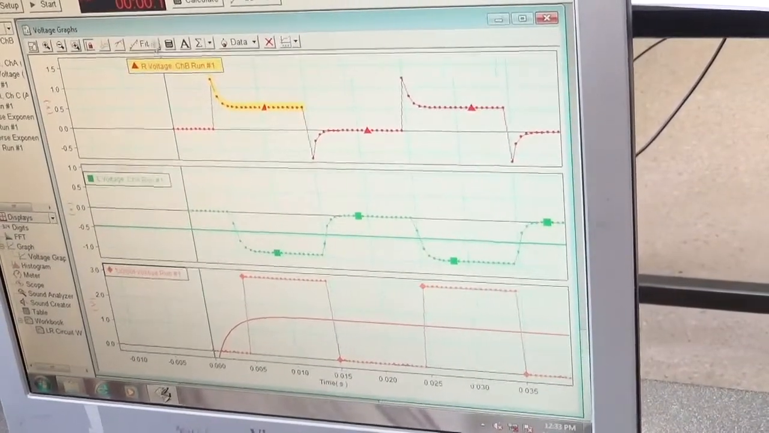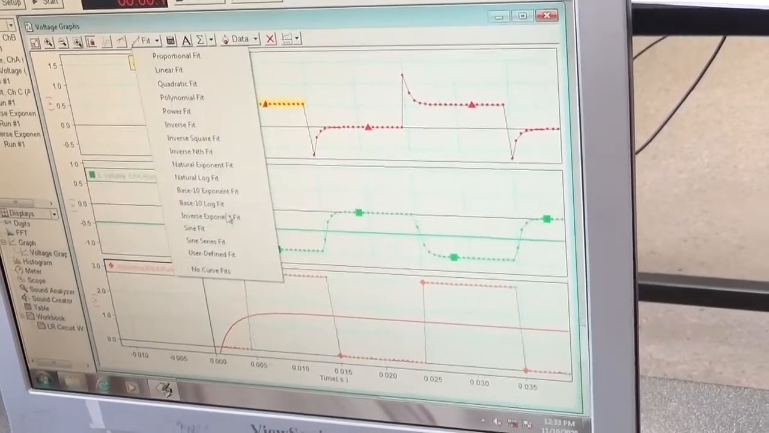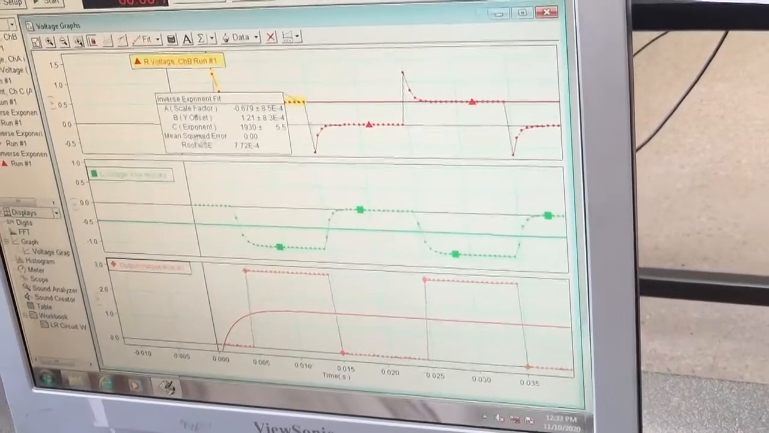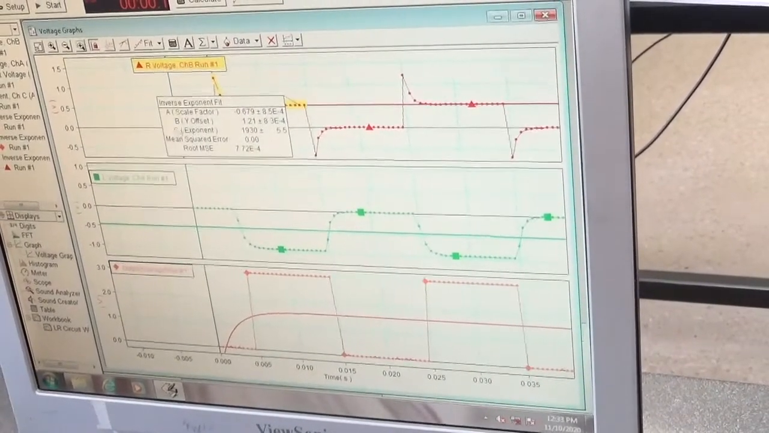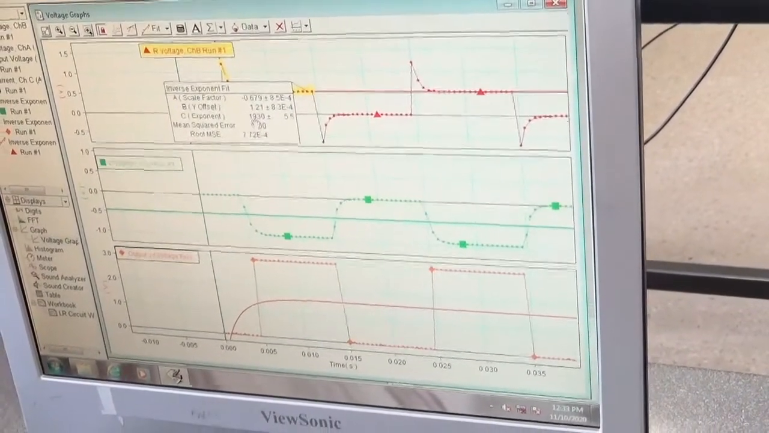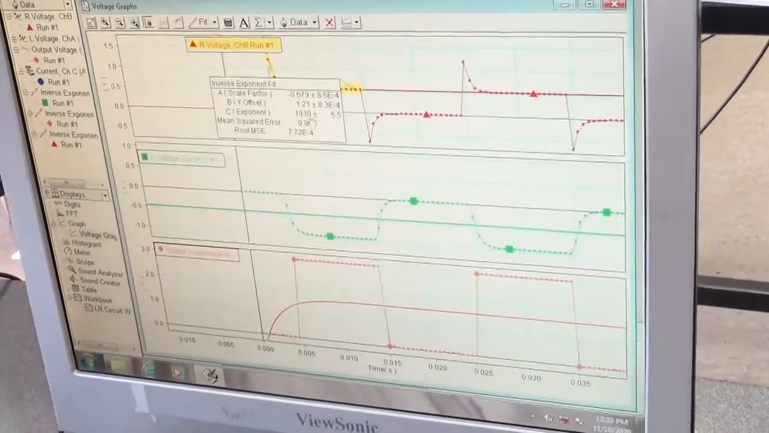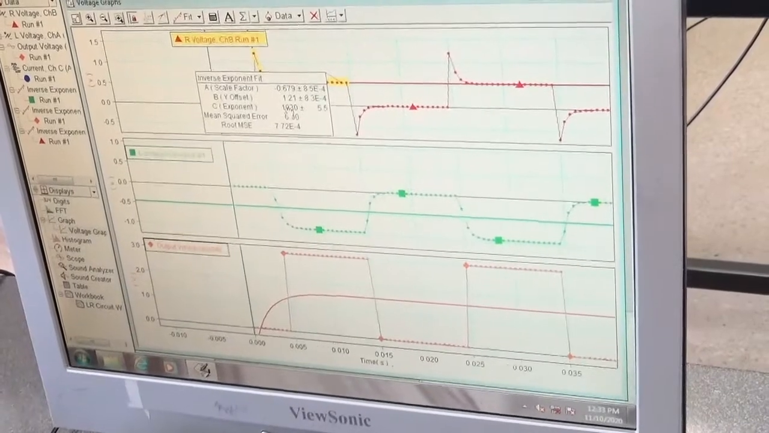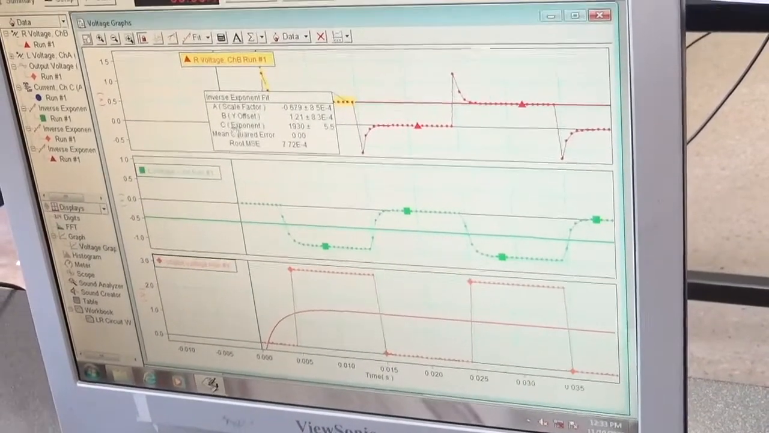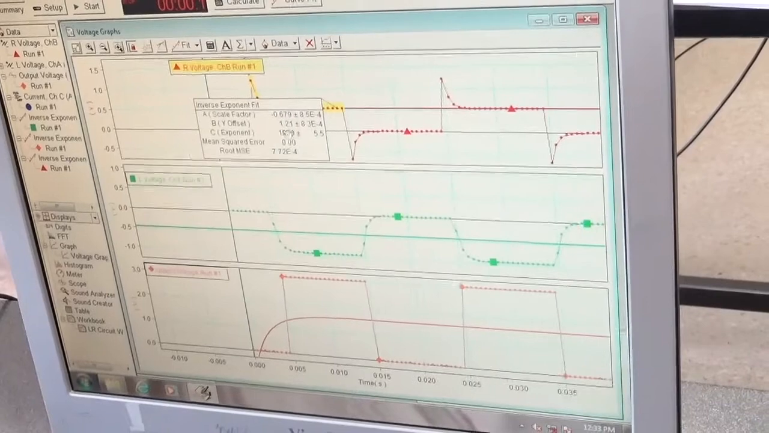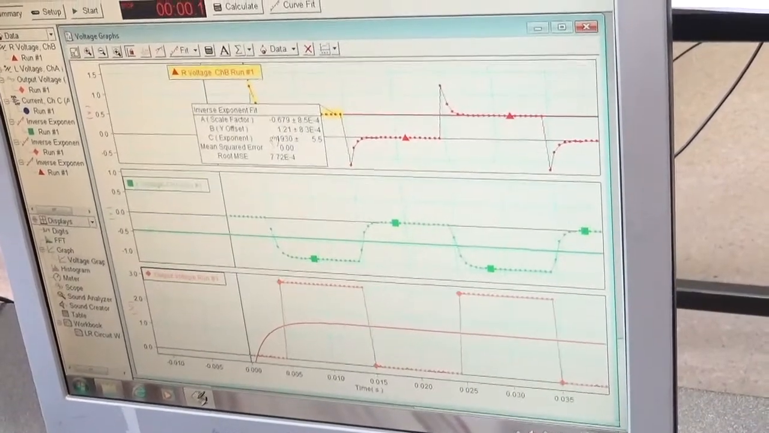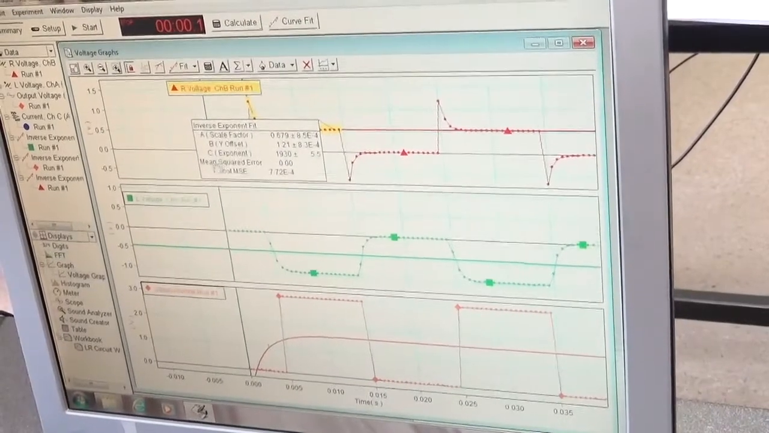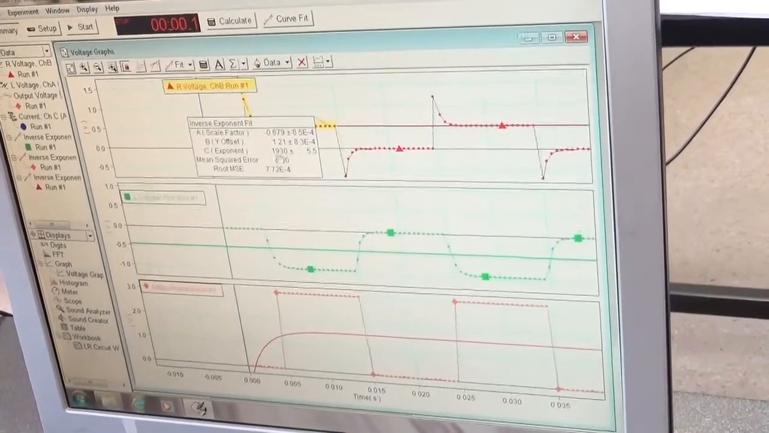Then over here you are going to click on fit and you are going to choose the inverse exponent. Now with that inverse exponent, you are going to record the value for the C exponent, which is 1930. So what does the C exponent represent in that case? It represents 1 over tau. So in order to get tau, the time constant, you are going to take the inverse of that C exponent.